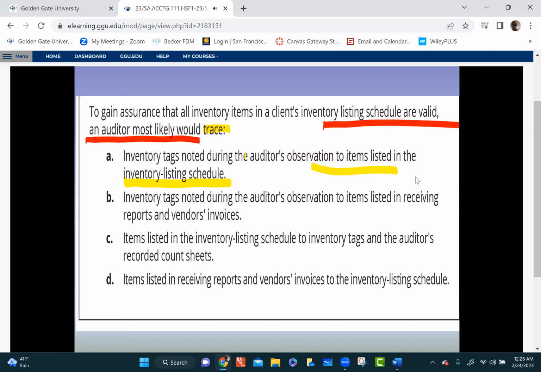Items listed in receiving reports and vendors' invoices to the inventory listing schedule, that might help you with completeness, but to be honest with you, the best thing would be to go from the tags to the listing, from the actual inventory items to the listing. That would be the best procedure there. Okay, so the correct answer here is what? It is C. Most of you got it right, and I think after you look at this a little bit more, you start to get a sense of how to answer these kinds of questions.